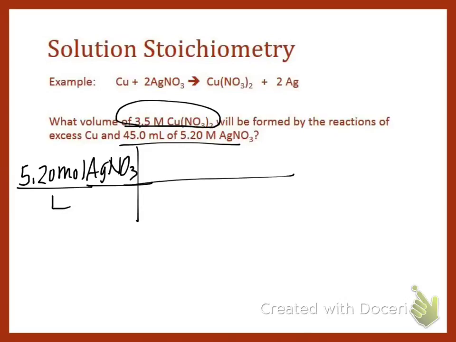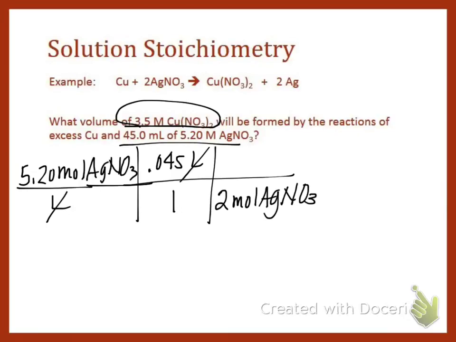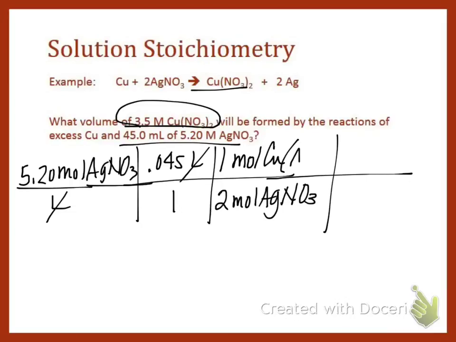I want to get rid of liters, so I'm going to multiply by the volume. Cancel, cancel. Now I have moles of silver nitrate, so now I can use my mole ratio. Silver nitrate is 1. I'm not silver nitrate, copper 2 nitrate, sorry. Told you I was sleepy.